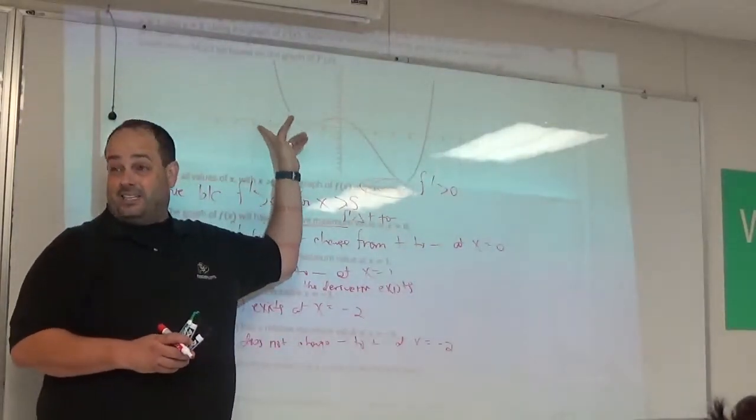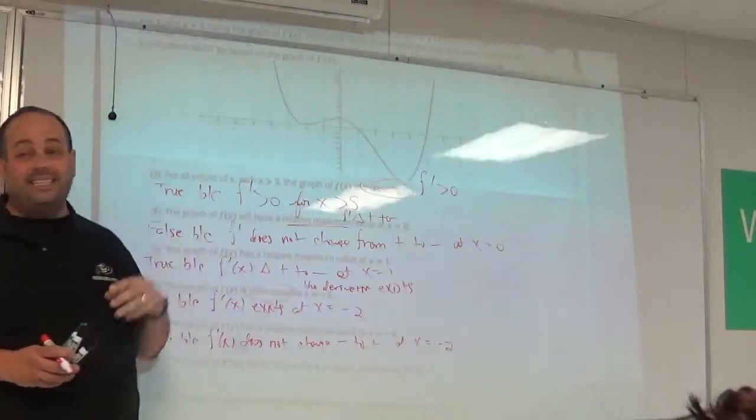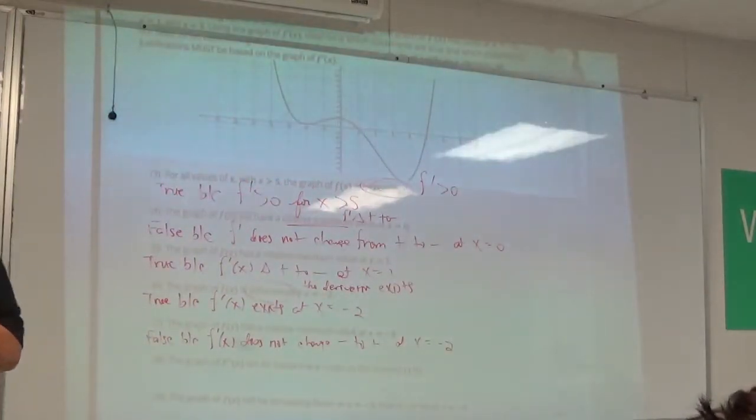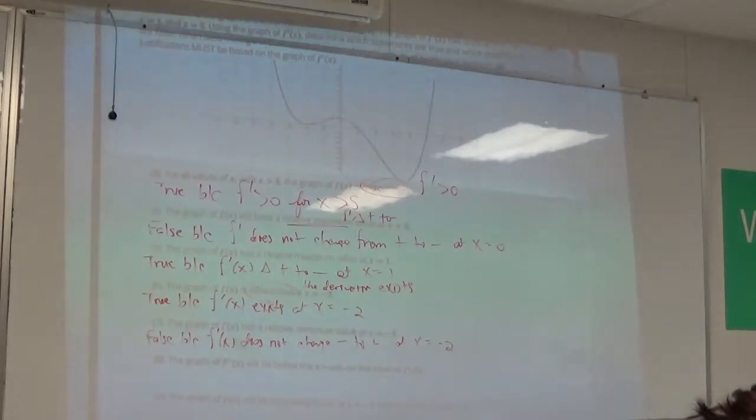F prime is positive before. F prime is positive after. We have a fancy word for that. Saddle point. Your graph has a saddle point, and Yvel wants to ride the horse.